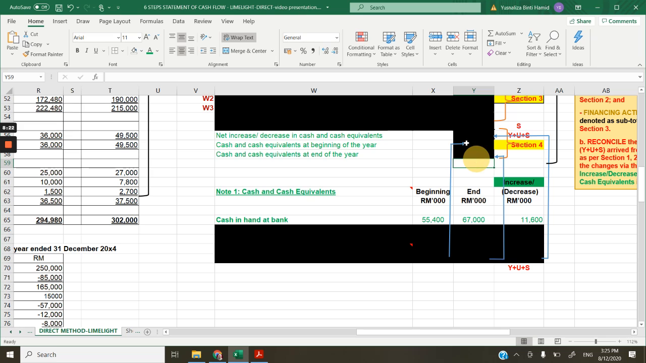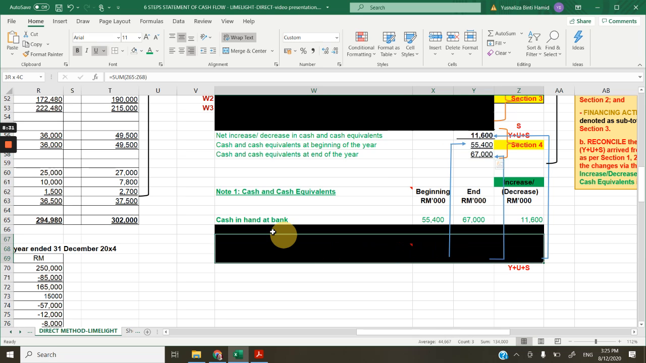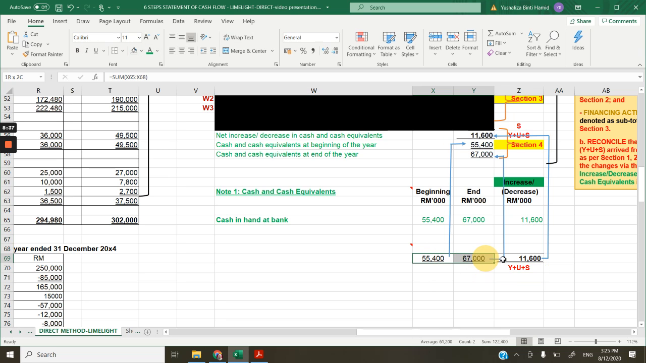So this figure will have to be now transferred to the statement. So if you transfer this to the statement, you will see that the total is what you transfer. So since there is no other information here, the total is 55,400, 67,000 and 11,600 respectively. So you can see the arrow that I show you, where this one is the beginning balance, so it will be the beginning cash and cash equivalent for the company, and this is the one at the end of the year, so it will be the one at the end of the year for the company.